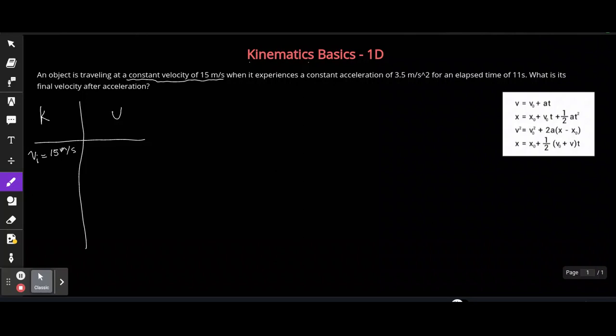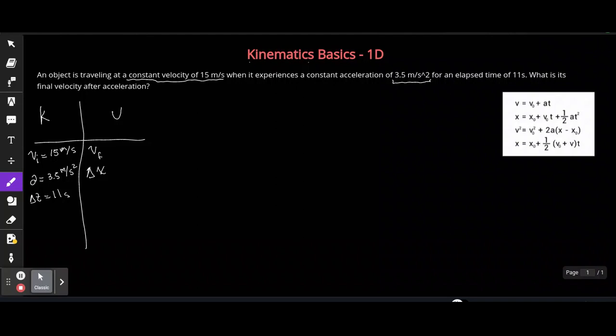We're given an acceleration of 3.5 meters per second squared, and because it doesn't indicate any negative, we're going to assume that that is in the positive direction. And it also gives us an elapsed time of 11 seconds. Our unknown is our final velocity, and also our delta x. So we have to use one of these four equations in order to find our final velocity without using delta x.